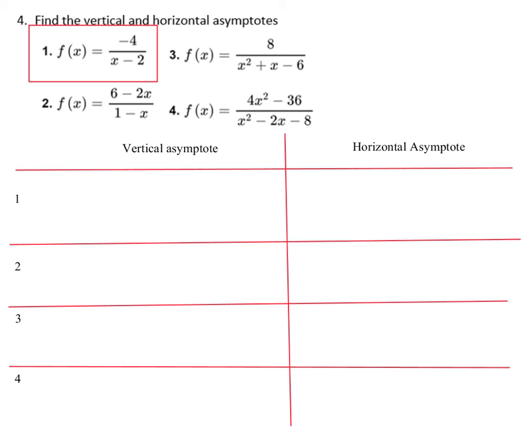So the vertical asymptote, so V, will occur when the denominator is 0, when x minus 2 equals 0. So, can we think of a number that x can be for x minus 2 to equal 0?